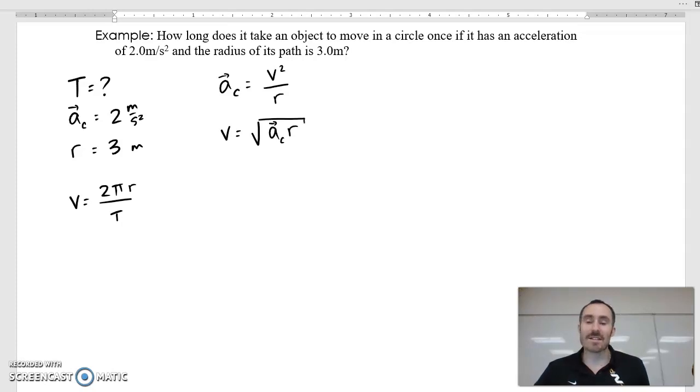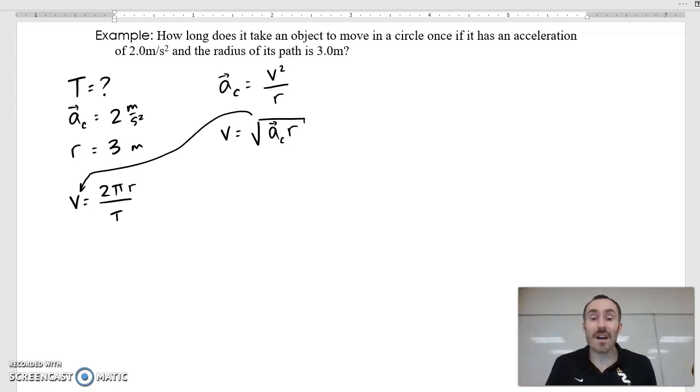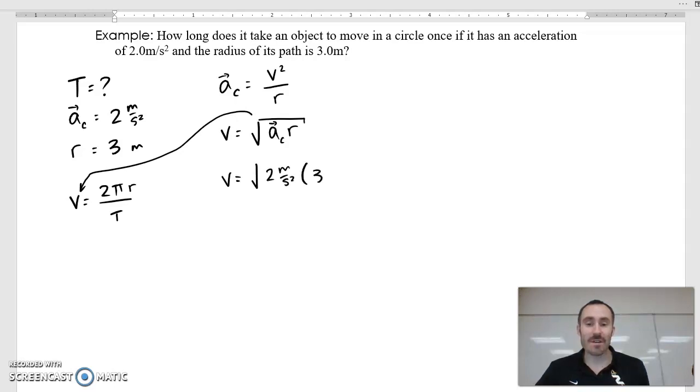Okay, and again, like I said, you can plug this in here and then input the values, and that's totally fine. In fact, I'd be more impressed that way, because we all know that's what you're going for, right? So the square root of 2 meters per second squared times a radius of 3 meters. We don't need to do any conversions because everything is in the proper units. That gives you 2.449 meters per second. That's the speed going around the circle.